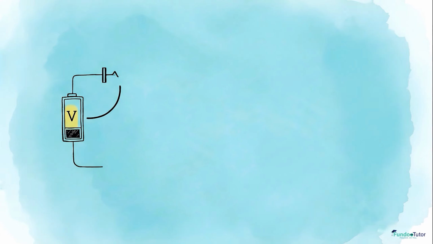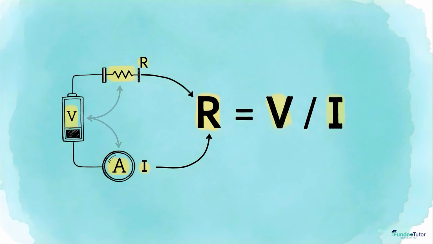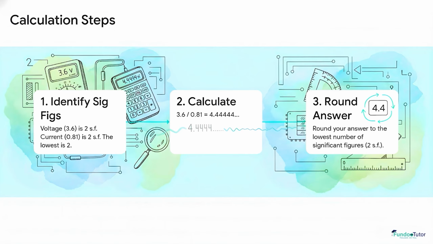Let's look at a classic example: calculating resistance using the formula R equals V over I. You've gone and measured your voltage and your current, and now you need to figure out the resistance. Let's walk through this step by step. First thing you do, identify the significant figures in your raw data. Our voltage, 3.6, well, that has 2 sig figs. Our current, 0.81, also has 2. So the lowest number of sig figs we're working with here is 2.